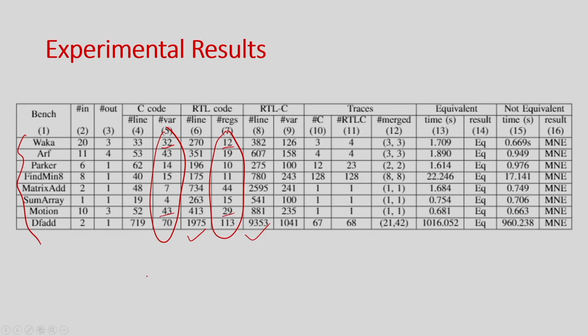So, usually because register allocation happens, in most cases it tries to optimize the number of registers, right. So, it says the number of registers is less than the number of variables.